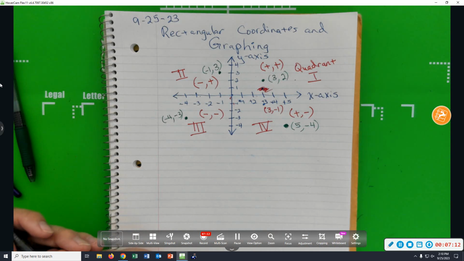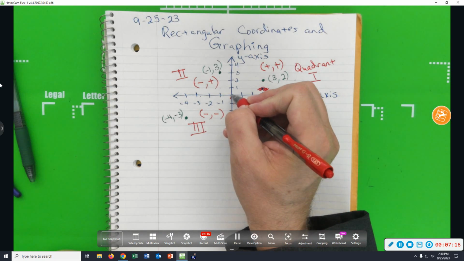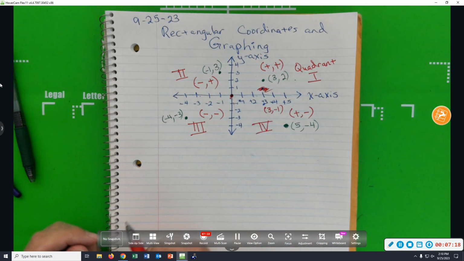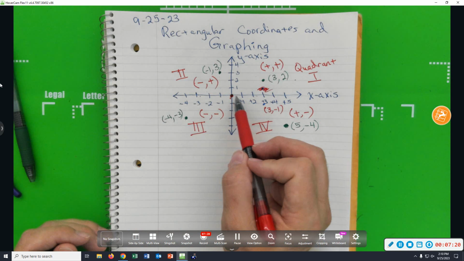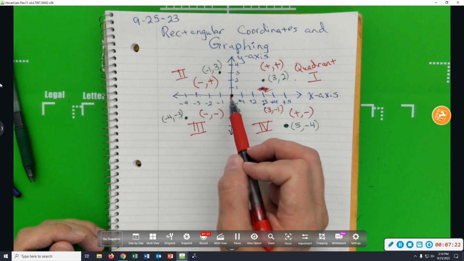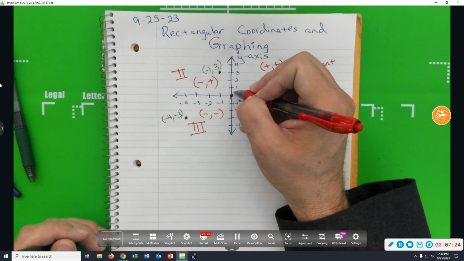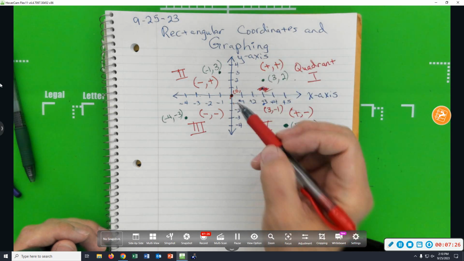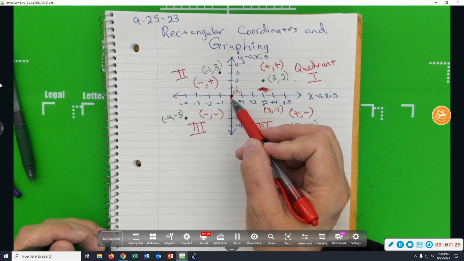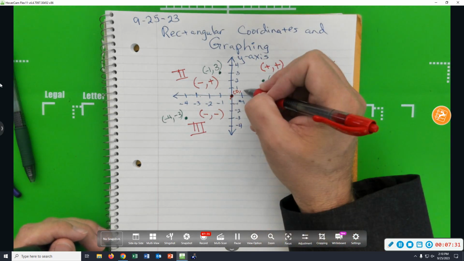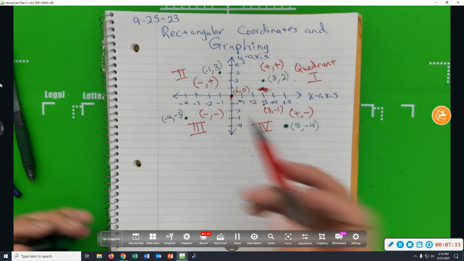And now I want to look at some points that are actually on the axes. This point of intersection right there, the origin, you don't move left or right to get to it, so the x-coordinate is 0. What about the y-coordinate? 0 as well. 0, 0 corresponds to the origin.